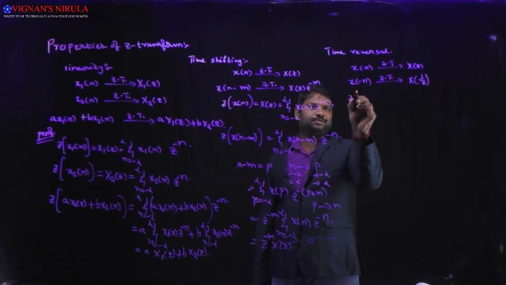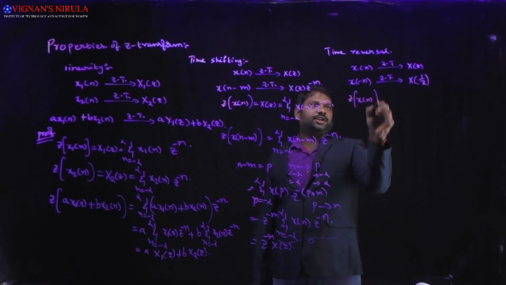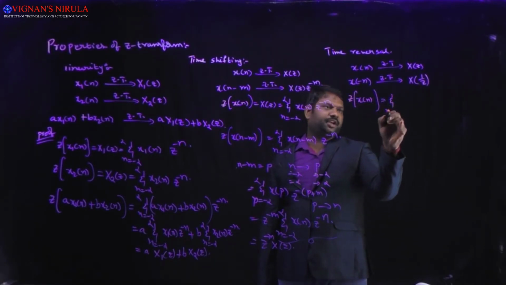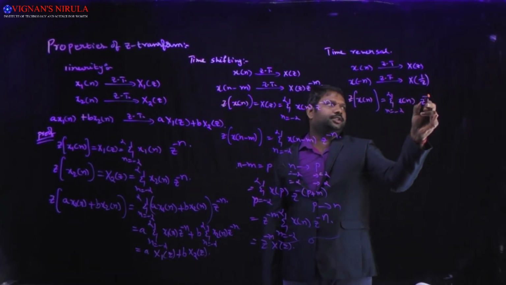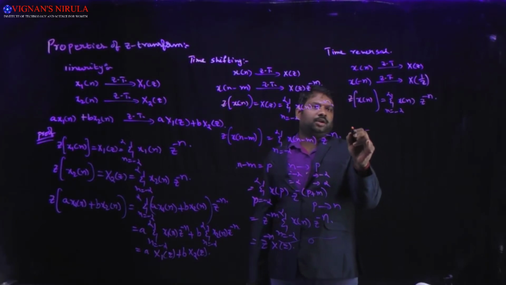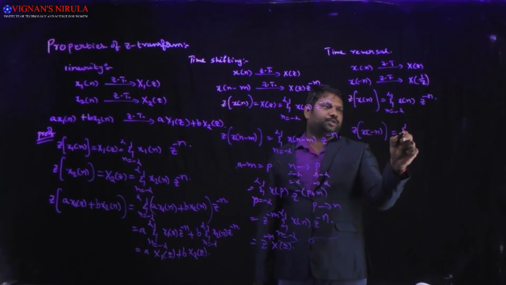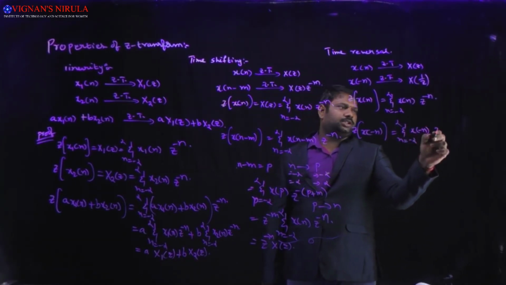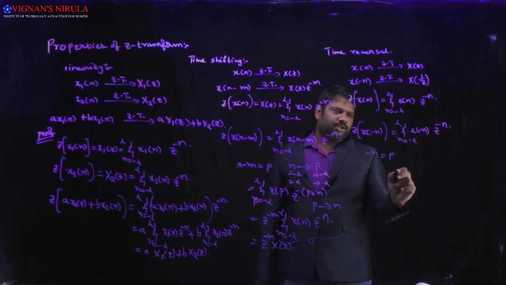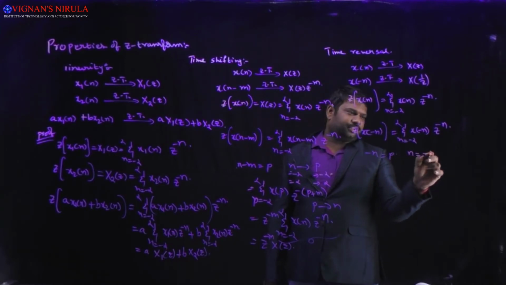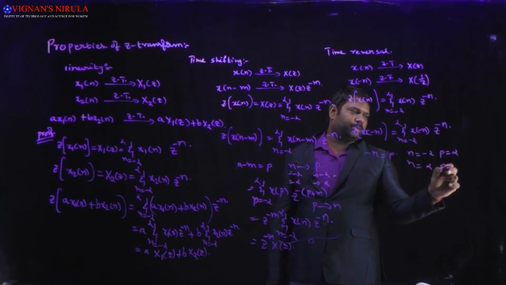How we get it is, first, similarly take the Z transform of x of n, summation n varies from minus infinity to infinity, x of n z power minus n. Then the Z transform of x of minus n is summation from minus infinity to infinity, x of minus n z power minus n. Put minus n is equal to p, so when n is equal to minus infinity, p is infinity. And n is equal to infinity means p is equal to minus infinity.